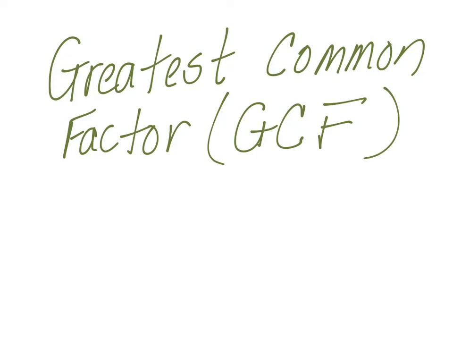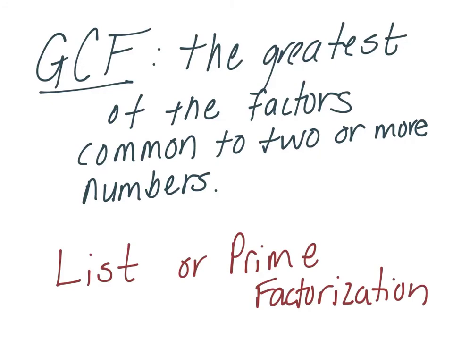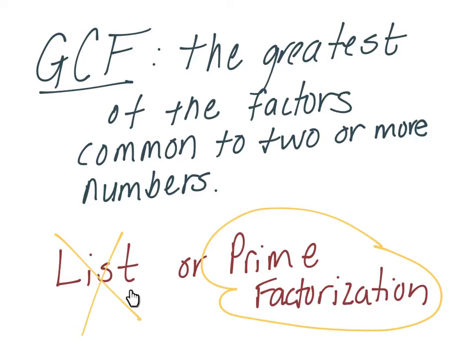Today we're going to talk about finding the greatest common factor, which is also referred to as the GCF. The greatest common factor is the greatest of the factors common to two or more numbers. To find this, you can do a list, or you can use prime factorization. You've probably used a list previously, and from now on, say no to the list and yes to prime factorization.